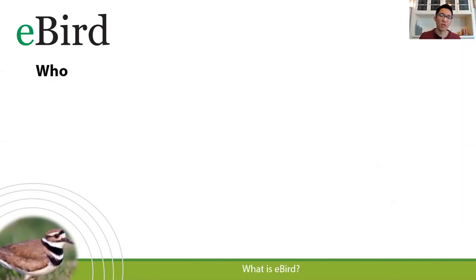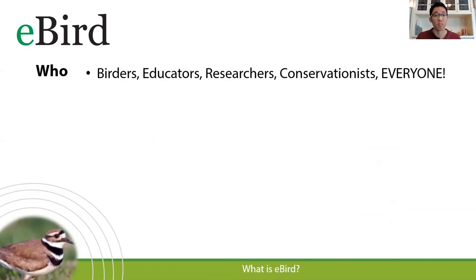All right, so who is eBird for? eBird is for birders, people who like birds, who have been birding for a long time, and they want a place to put their checklists or to track their data. It's for educators. It's a great tool to work with kids to teach them first about birding and then about submitting your data and why it's important to submit data to help create decisions for the researchers and for the conservationists.